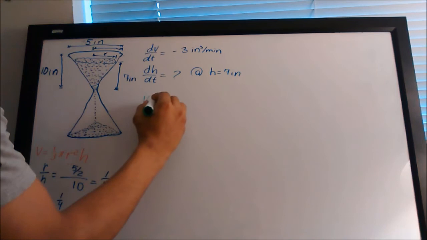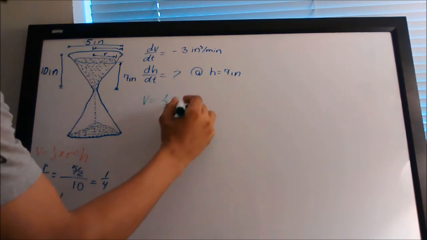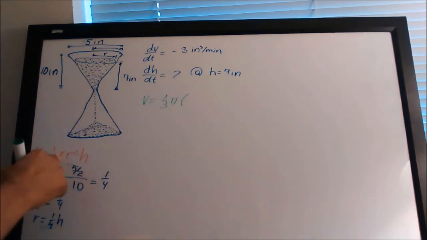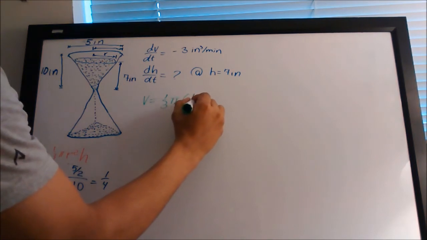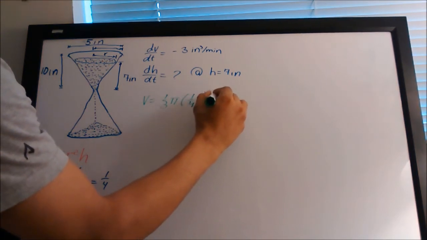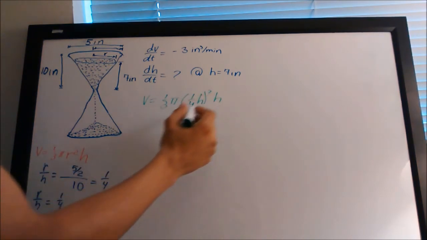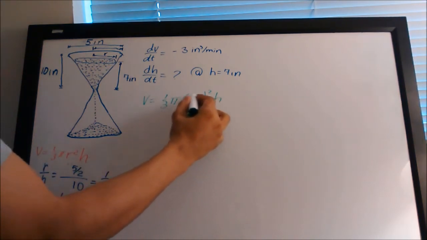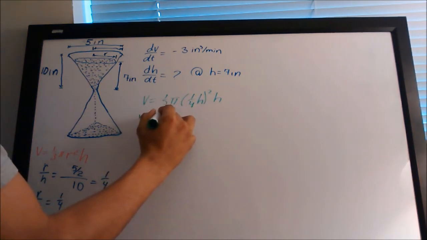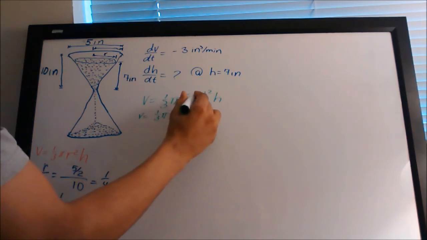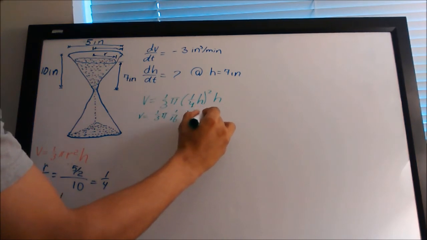So volume now is going to be equal to a third of pi times r squared. Now r squared will be this thing here squared, so a fourth of the height squared, times the height. Alright, now let's go ahead and simplify this. We have to square everybody inside the parentheses. So volume is going to be a third of pi times 1 over 16 times height squared times height.